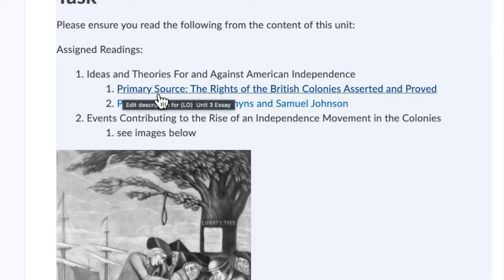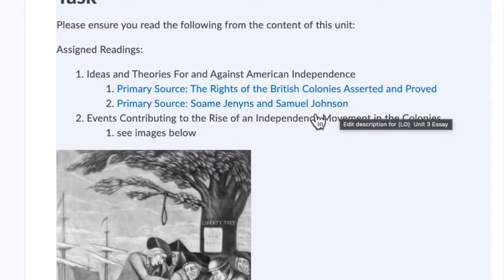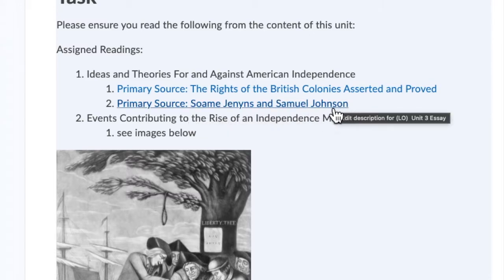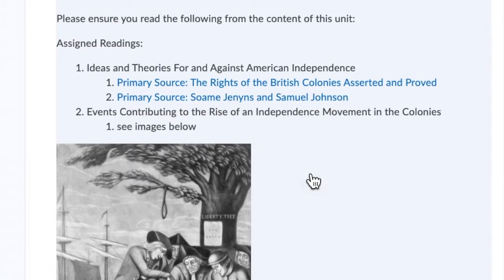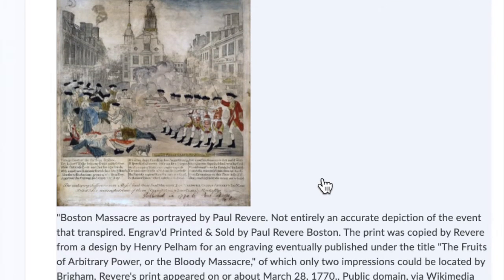The first document is the colonial position. The colonists are explaining their position. And in the second document, these two individuals are British individuals. This is the British position, the anti-colonial position. And so you'll have to talk about both of these men and their positions on the controversies involving the incidents that these pictures simply represent.